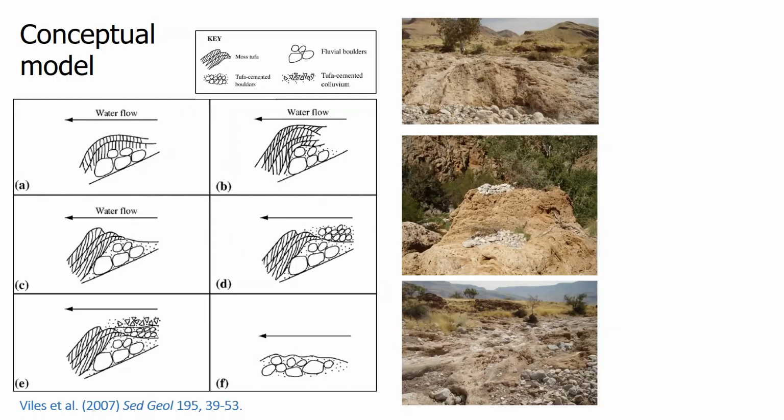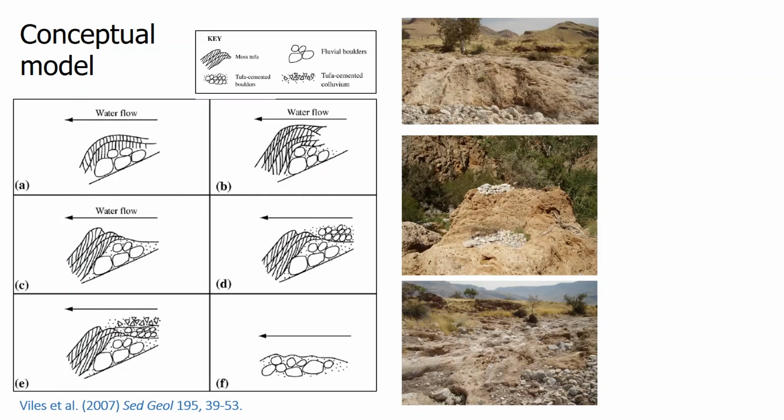Now, in the first phase, there's perennial low energy flow and barrages start to form at natural breaks of slope or over boulders like this. And the barrage system forms, there's rapid enough flow to encourage moss growth, there's degassing of carbon dioxide and precipitation of this tufa.